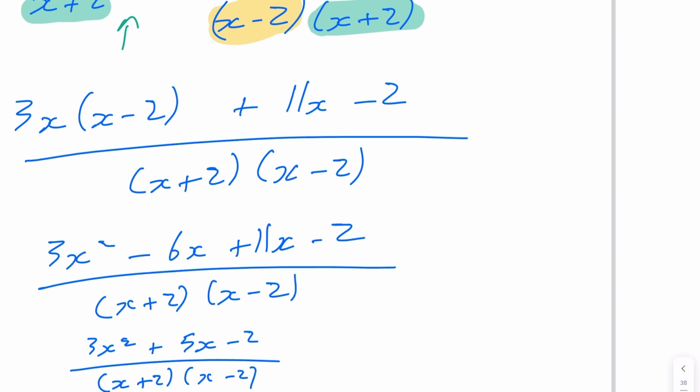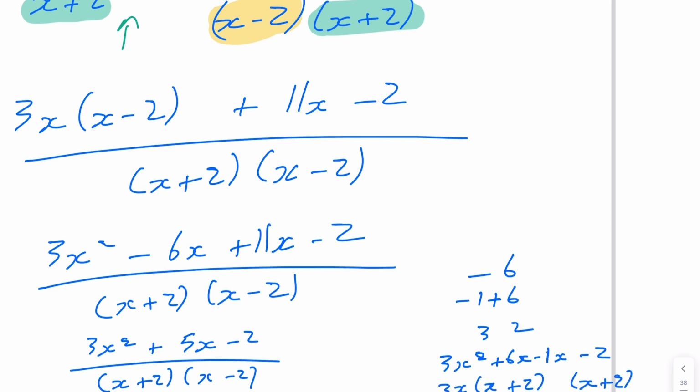Now, this can be simplified. Two numbers that multiply to give minus 6, so that's 1 and 6, 3 and 2, and it needs to give us the positive 5. So that will be that. So that will be 3x squared plus 6x minus 1x minus 2. So that's 3x bracket x plus 2, x plus 2 minus 1. So that then becomes 3x minus 1, x plus 2, all over x plus 2, x minus 2.